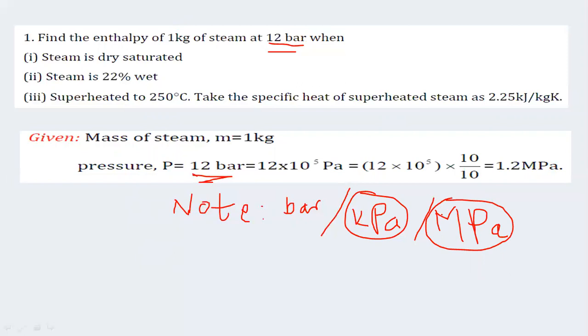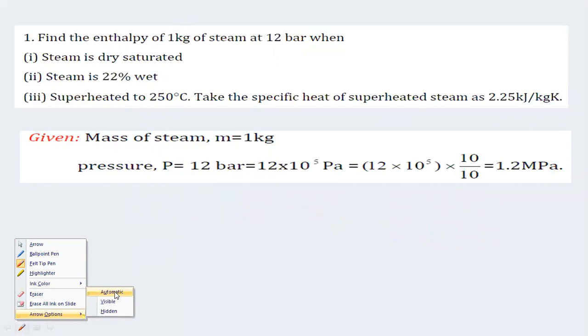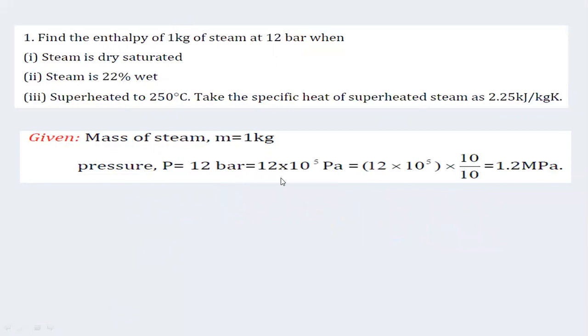The steam table which I have used for this problem solution has the pressure values given in terms of megapascal. So what I am doing right now is converting the value of 12 bar to the respective megapascal, such that I can understand what the respective value to refer to in the steam tables is. So 12 bar, I am converting this into 12 into 10 to the power 5 Pascal.